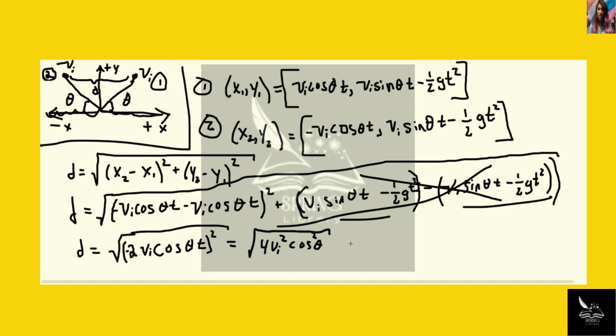And then once you do this root here, you get d equals 2 times velocity initial times cosine theta times t. And that gives us our function of the distance between those two droplets as a function of time.